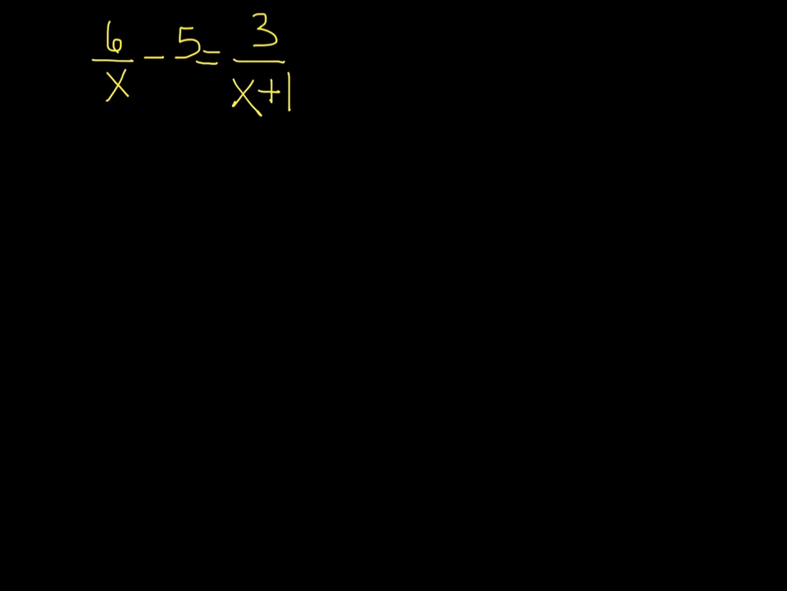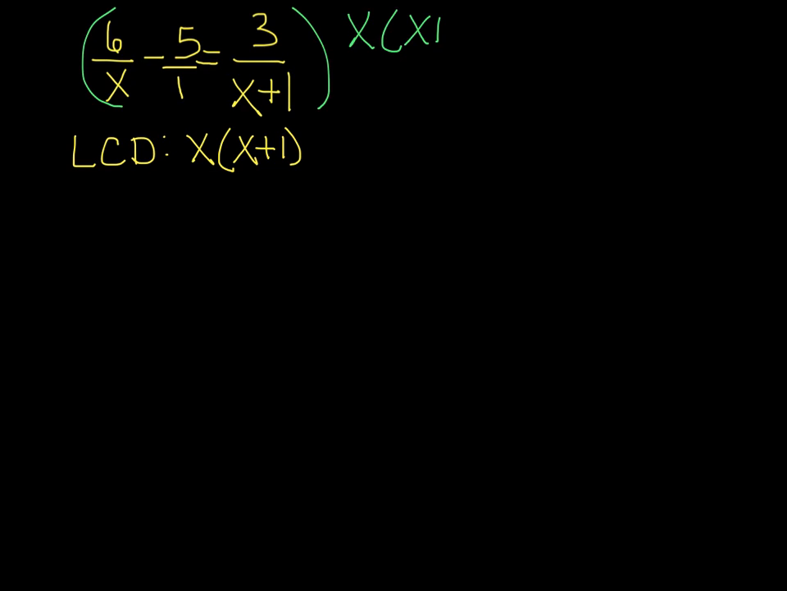Okay, here's another one. 6 over x minus 5 equals 3 over x plus 1. And for some of you, if you feel better about it, put that 5 over a 1. So our lowest common denominator is going to be x and x plus 1. That means I need to multiply all 3 pieces times x plus 1 over 1.